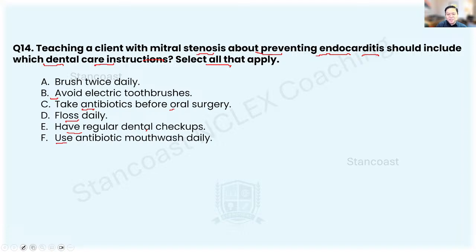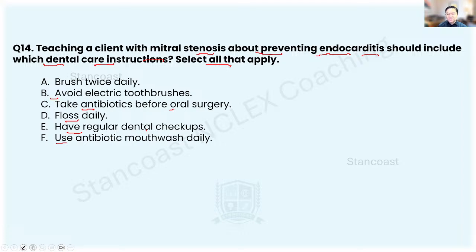The question states, teaching a client with mitral stenosis about preventing endocarditis should include which dental care instructions? Select all that apply. Is it A, brush twice daily? B, use or avoid rather. Oh my God, I'm getting confused. Avoid electric toothbrushes. C, take antibiotics before oral surgery. D, floss daily. E, have regular dental checkups. And F, use antibiotic mouthwash daily.